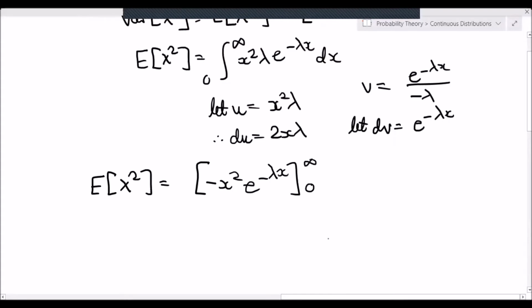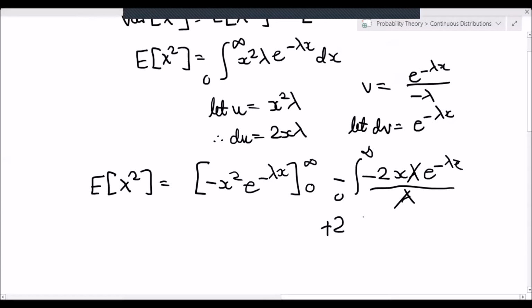And we're going to be subtracting from it the integral of v du, which is going to be equal to negative 2 x lambda e to the negative lambda x divided by lambda. So we see that these lambdas cancel. This negative and this negative multiply out to make a positive. We can bring this 2 out, and then we're left with x e to the negative lambda x and this expression on the left hand side.